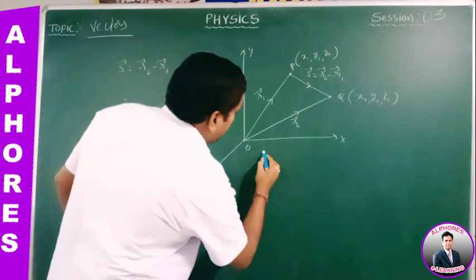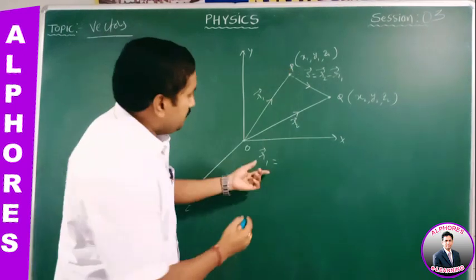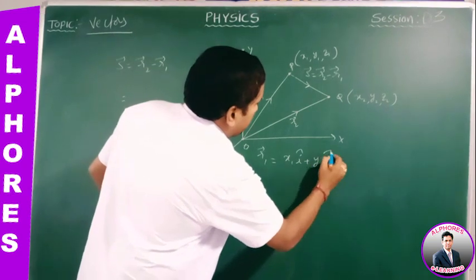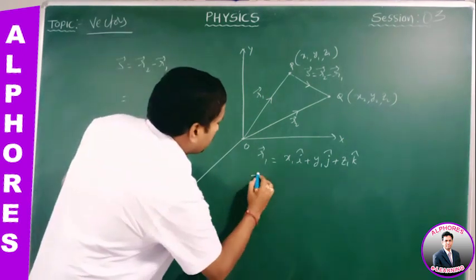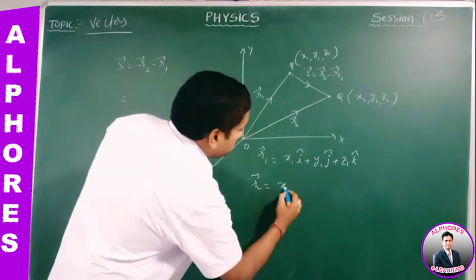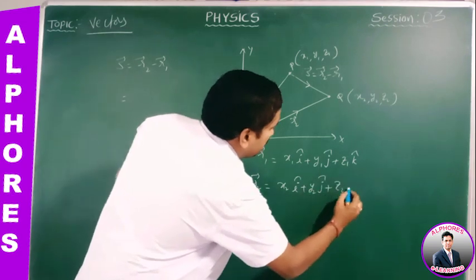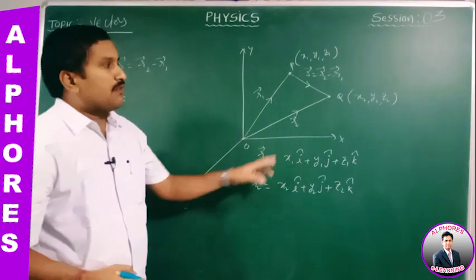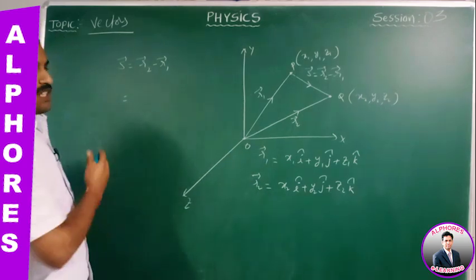Now R2 bar minus R1 bar means, what is the formula? As per the concept of position vector, when the particle is at point P, R1 bar is equal to x1 i cap plus y1 j cap plus z1 k cap. And the position vector R2, when the particle is at point Q, is x2 i cap plus y2 j cap plus z2 k cap. These are the two positions of the particle, P and Q, in space. Now substitute these values in this expression, then you get the displacement of the particle.